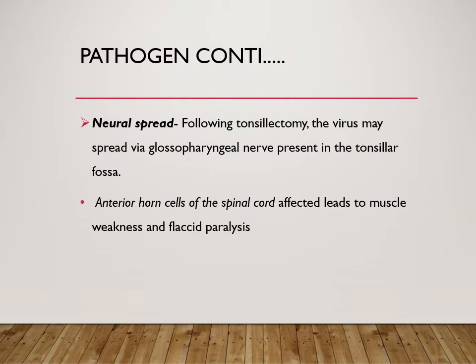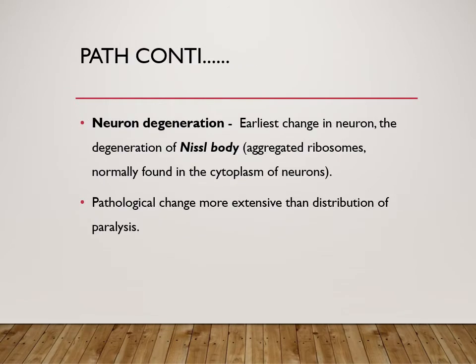What is being affected in poliovirus is the anterior horn cell of the spinal cord, which will lead to muscle weakness and flaccid paralysis. So mainly the anterior horn cells of the spinal cord are affected, and that leads to the weakness. Neuron degeneration occurs. The earliest change in the neuron is degeneration of the Nissl body. What is this degeneration? You will find aggregated ribosomes.